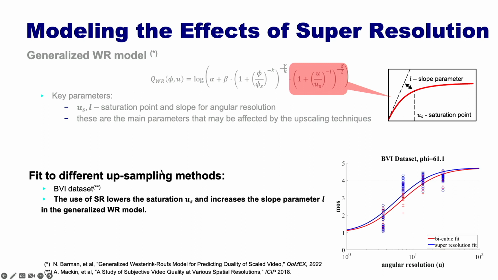What we observed here is that the use of SR actually lowers the saturation value mu s while increasing the slope parameter. The values are provided in the paper. You can have a look.